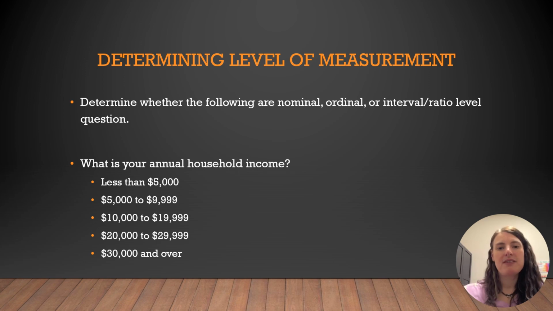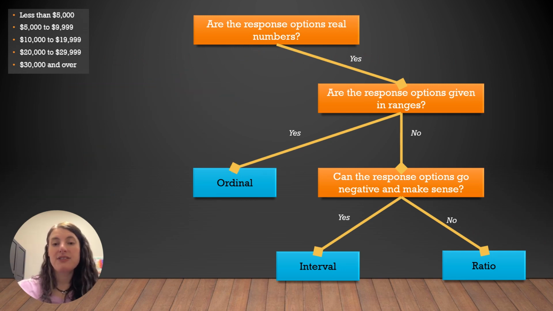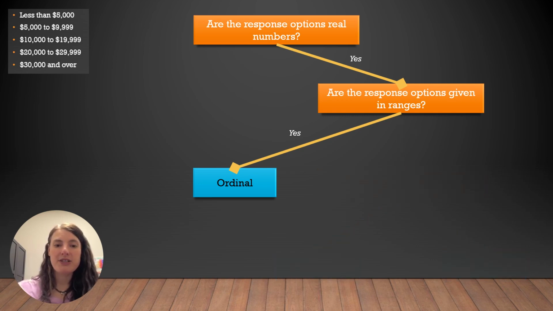Three more practice problems. This one is, what is your annual household income? Response options are less than $5,000, $5,000 to $9,999, and so on. Notice how these categories are wonky because they're trying to make sure they are mutually exclusive. Are these response options real numbers? Yes. So this time we're going to go to the left. But are the response options given in ranges? Yes, they are. There's no difference in response if I say $1 or $100. Both are within the same option range. So this time, I have an ordinal measure.